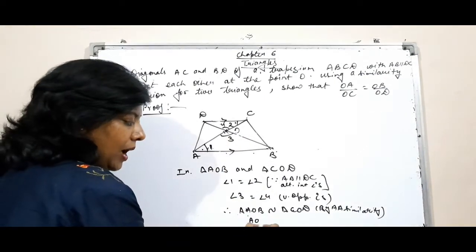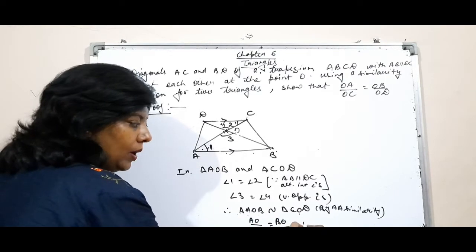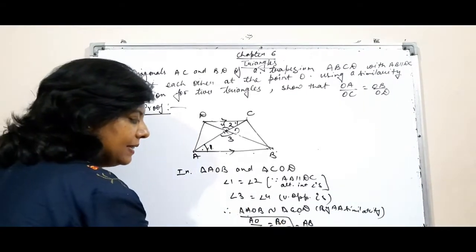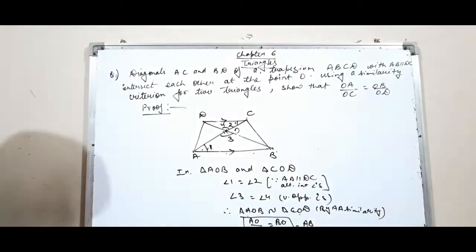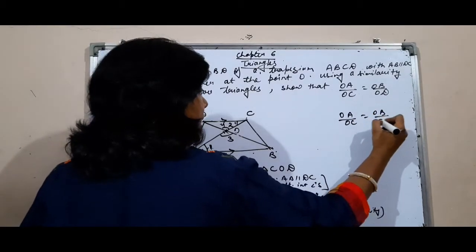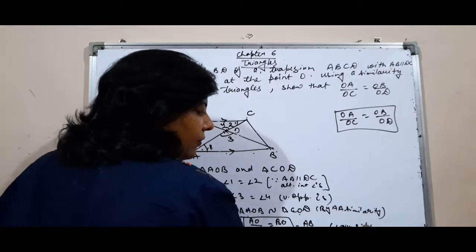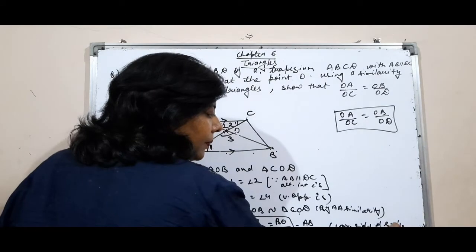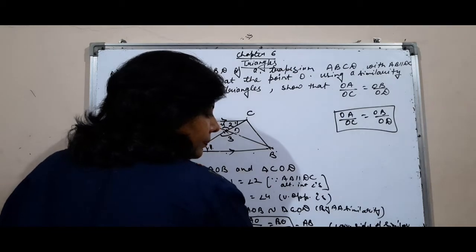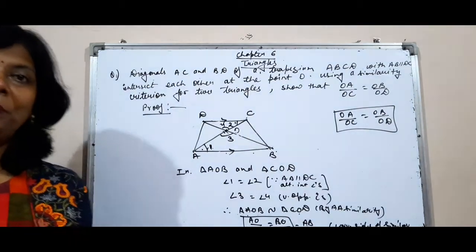So, AO upon CO, BO upon DO, AB upon CD. But we need only this much. Okay, we can write it like this: OA upon OC equals OB upon OD. Corresponding sides of similar triangles are proportional. So, you got this question, students? I hope.